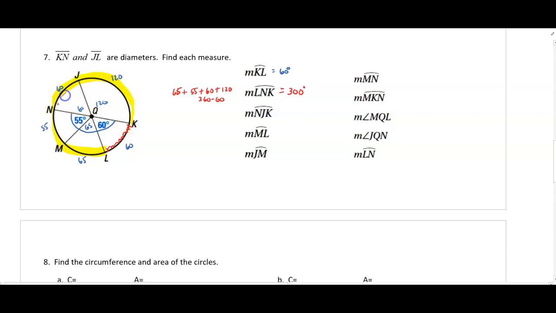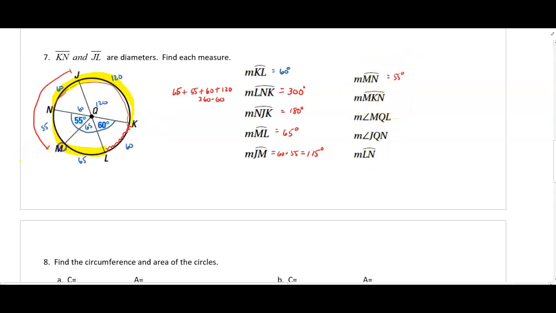NJK, if I look right there, that's just going to be a half a circle, so that's 180 degrees. ML is just 65 degrees. JM, if I look at J all the way to M, that's going to be 60 plus 55, which is 115 degrees. MN obviously is 55 degrees.